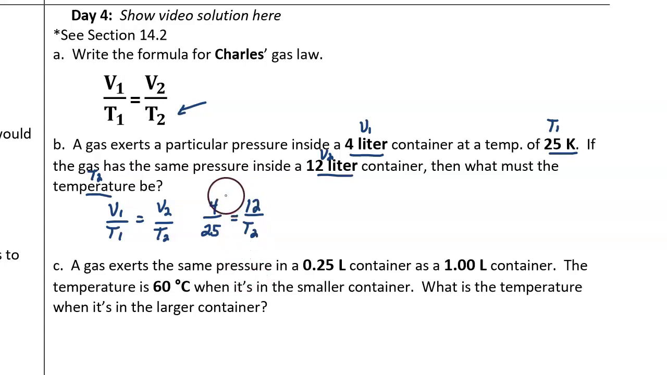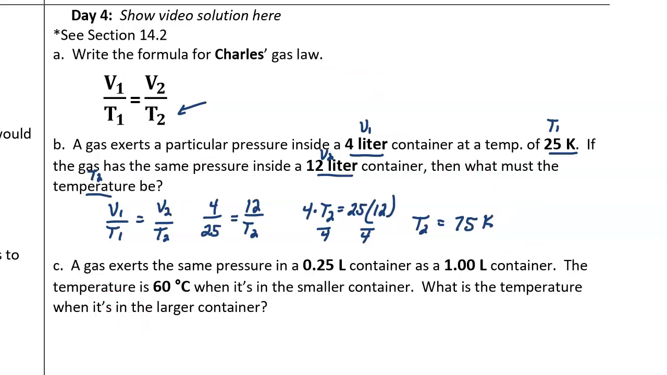One way is to look for a pattern. Notice in the numerator how if this is 4 and this is 12, what happened is the 4 got multiplied by 3. That same pattern will be true in the denominator. 25 multiplied by 3 makes this be 75. Another way to solve this is with cross multiplication. 4 times T2 is equal to 25 times the 12. Then you would divide both sides by the 4 to get the T2 alone. That's going to turn out to be 75, just like we figured before. This is a temperature, so the label is Kelvin.